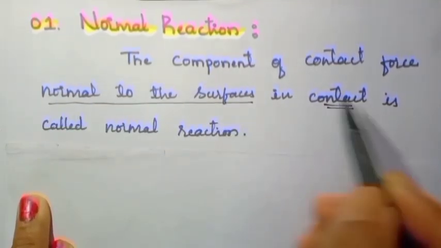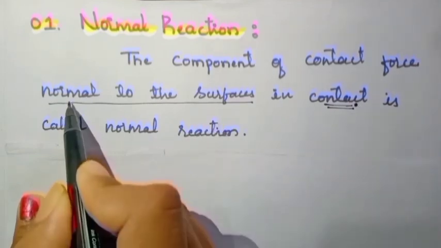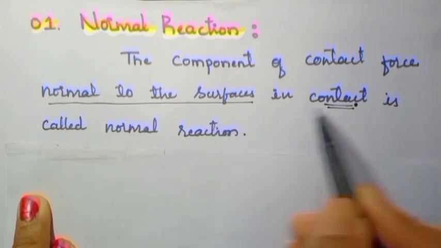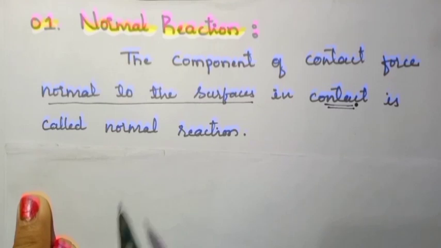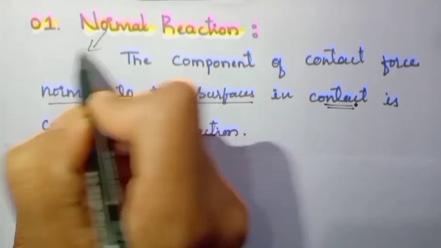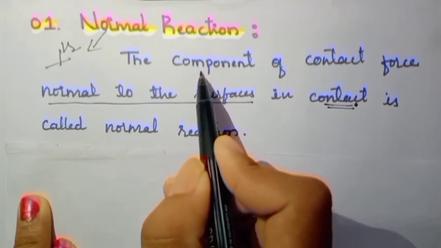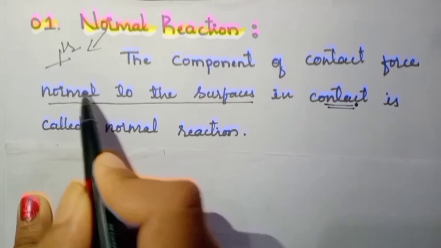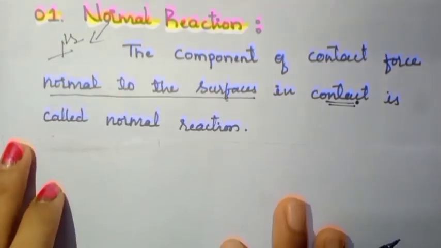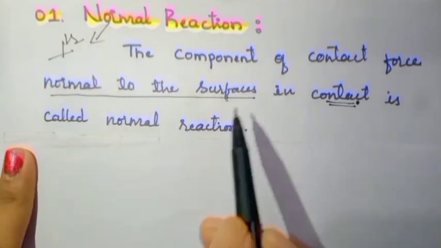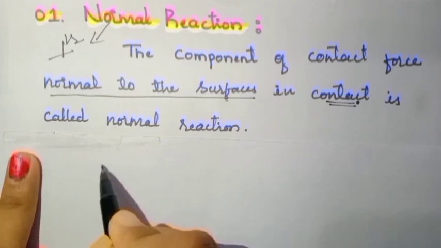As it is a contact force, it will be in contact, that is for sure, but here what is it? Normal to the surface in contact is called normal reaction. By the name itself, normal means perpendicular. Is it clear? So the component in which the object is perpendicular to the surface, we say it as normal reaction. You can see many examples for the normal reaction. Now I will tell you a very general example using a book and a table.